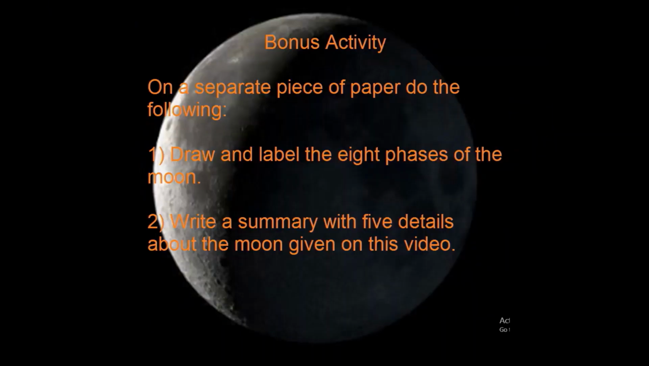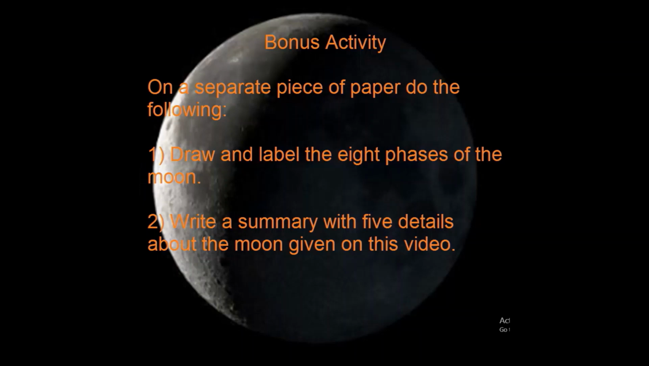Here's the bonus activity. On a separate piece of paper, you can do the following. Number 1, draw and label the 8 phases of the moon. So all you need to do is just take a piece of paper, blank or lined, and draw what the 8 phases of the moon are, and label them, of course. And number 2, write a summary with 5 details about the moon given in this video.